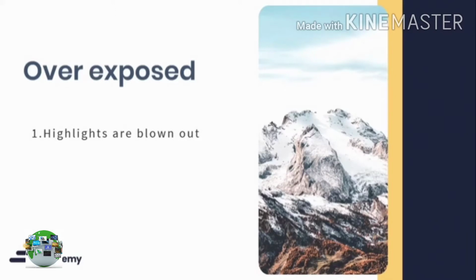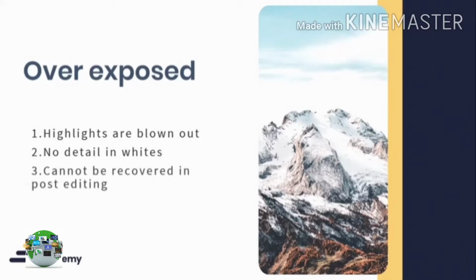So this is when I'm talking about the bright parts of the photograph, like the snow, like the clouds here in this image. There's no details in the whites. Now, what I mean by no details is that they're completely gone. They're not recoverable, so don't think that you could put this into post-editing, post-production and get those details back. It's not possible. They're simply gone altogether. They cannot be recovered in post-editing.